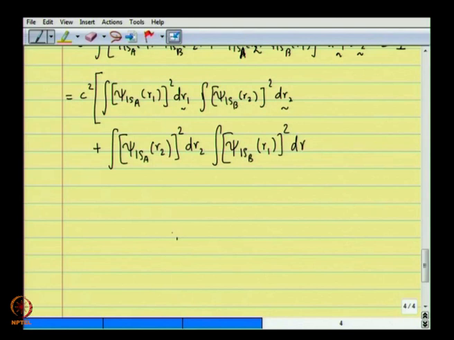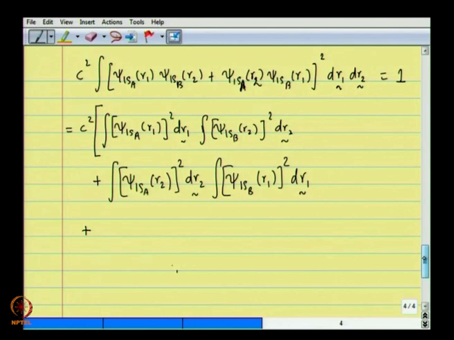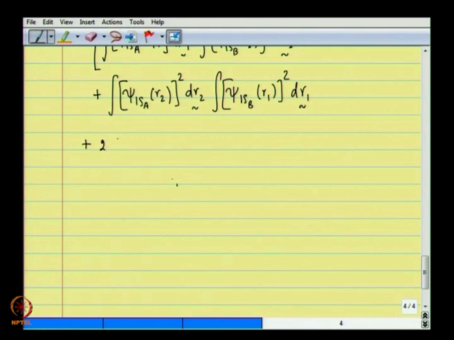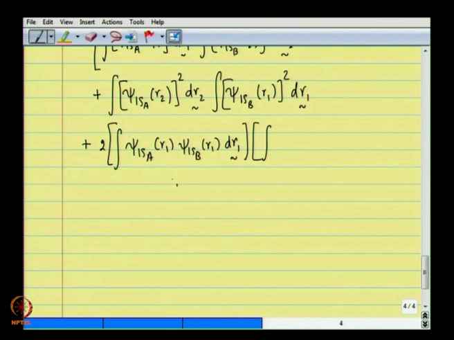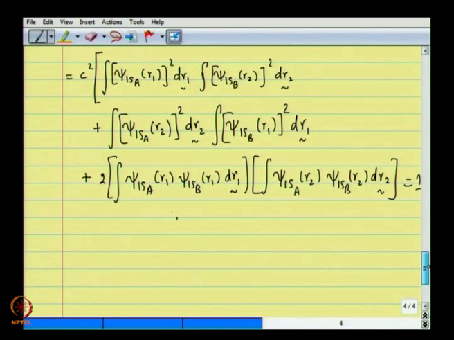So, these are all the integrals of the atomic orbitals normalized, and then you have the term, which is a square plus b square, and if we call this a and b, this is 2 a b. So, therefore, twice the integral psi 1s a r 1 psi 1s b r 1 d r 1, this is one integral involving the electron coordinates of r 1, and the other integral is psi 1s a r 2 psi 1s b r 2 d r 2, and this should be equal to 1. I should have a bigger square bracket here covering this c square.